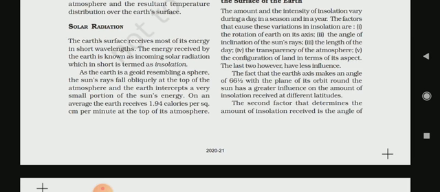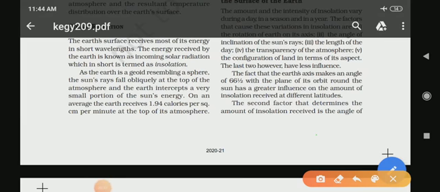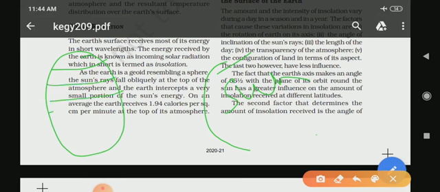Right, next is the angle of inclination of the sun's rays. So this depends on the latitude of a place. How? I'll show you through this map. Here this is the sun, and in front of this we have the earth. And here you can see latitude. This is the equator, and you can see the sun rays like this. Okay, so higher the latitude, less the angle.